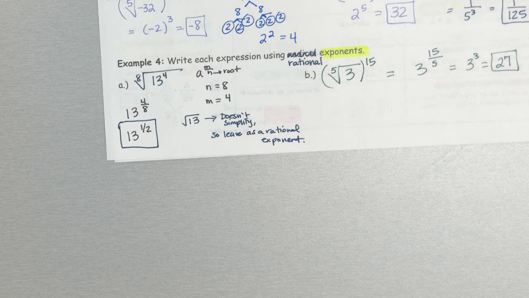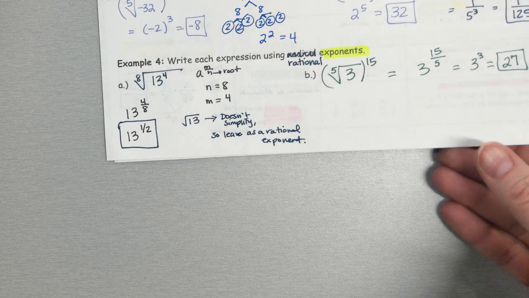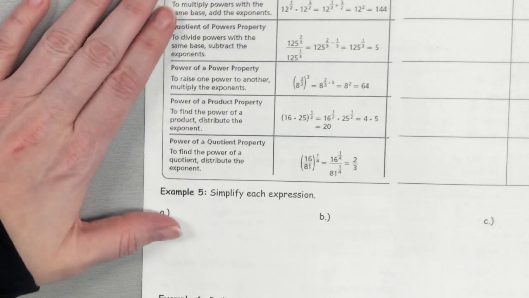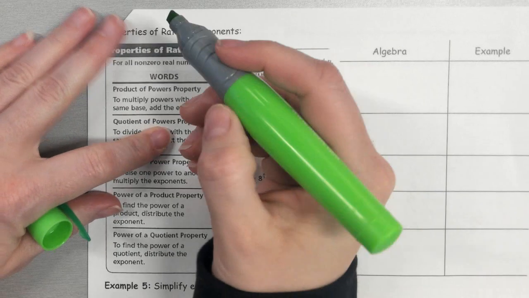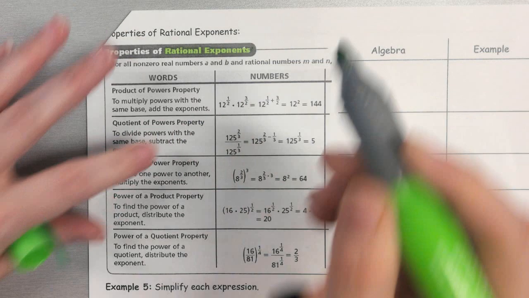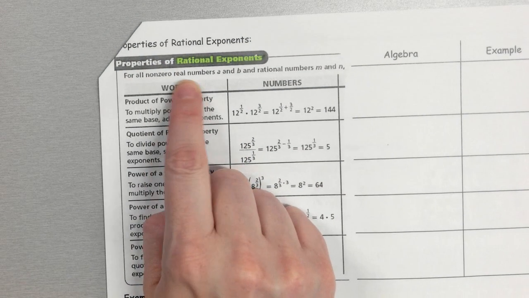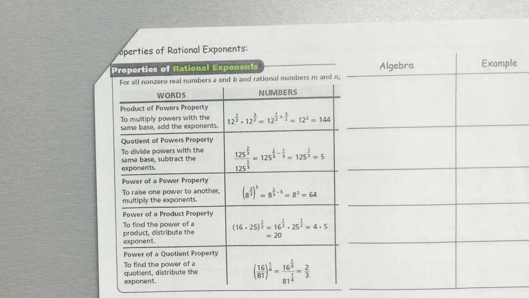All right, now we're going to talk about some properties, and the good news is that you are already familiar with most of these properties. It's just the practice problems might be a little different than what you're used to doing in Algebra 1, because you do learn about these properties in Algebra 1, and we've actually even talked about some of them this year. So we're going to talk about properties of rational exponents. Notice that it says for all non-zero real numbers, okay, and then the rational numbers m and n.